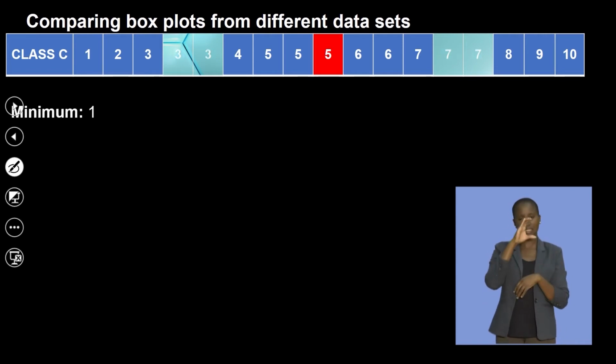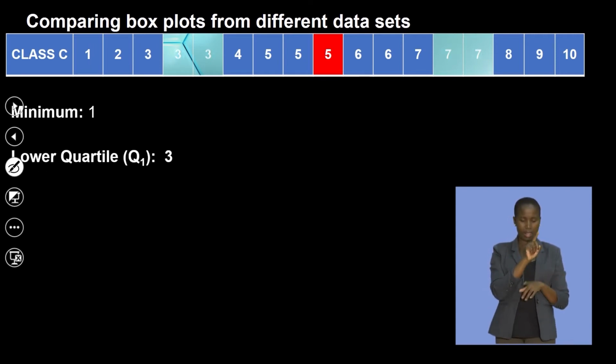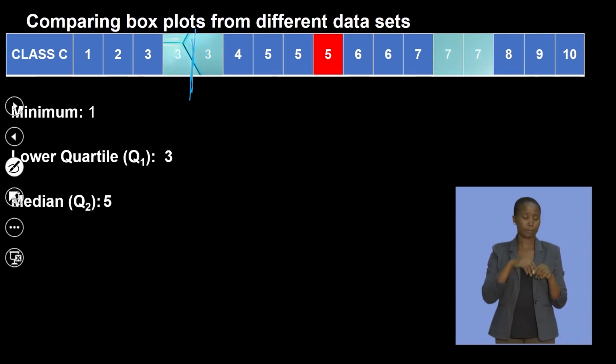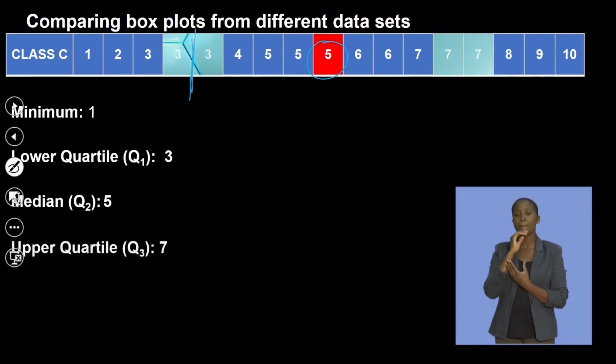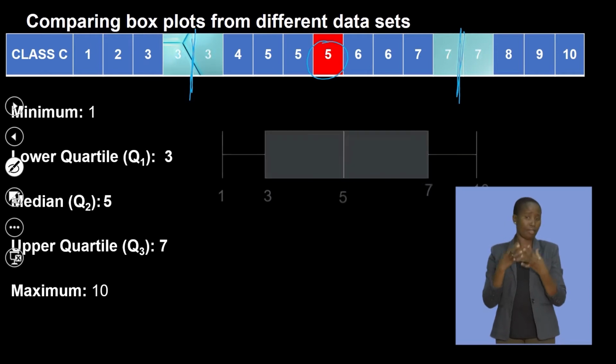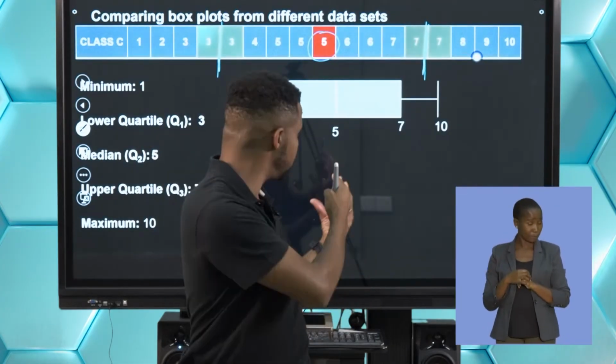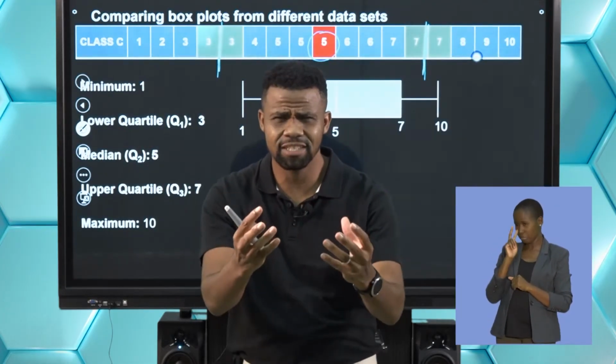Minimum value, 1. Lower quartile 3, because 3 plus 3 divided by 2. Median 5, which is Q2. Upper quartile 7 plus 7 divided by 2. Maximum value, the highest value, which is 10. Then our whisker plot. What do you think about the distribution of this? If I look at that whisker plot, I can see that this is symmetric.